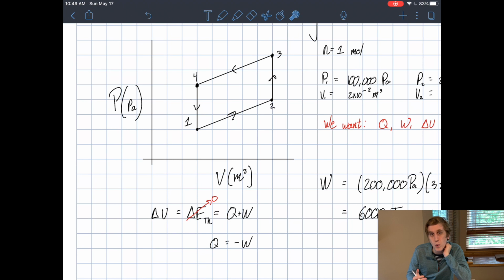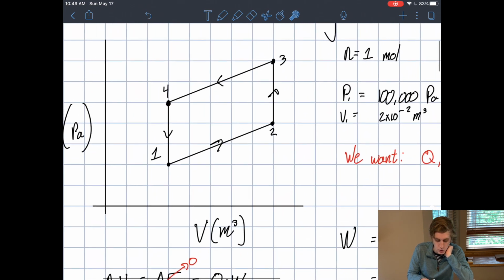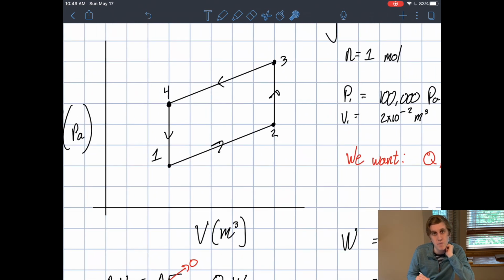There's an easy rule to remember whether work being done is positive or negative for a cyclic process. You just have to look at the direction that the process is going. In this case, our process is going counterclockwise. Whenever the process is going counterclockwise, the work done will always be positive. If we flip this around and sent it the other way, the work done would be negative.